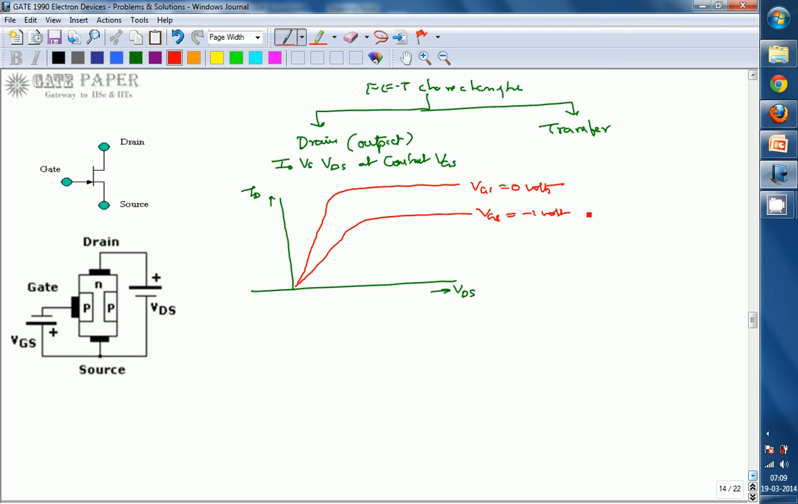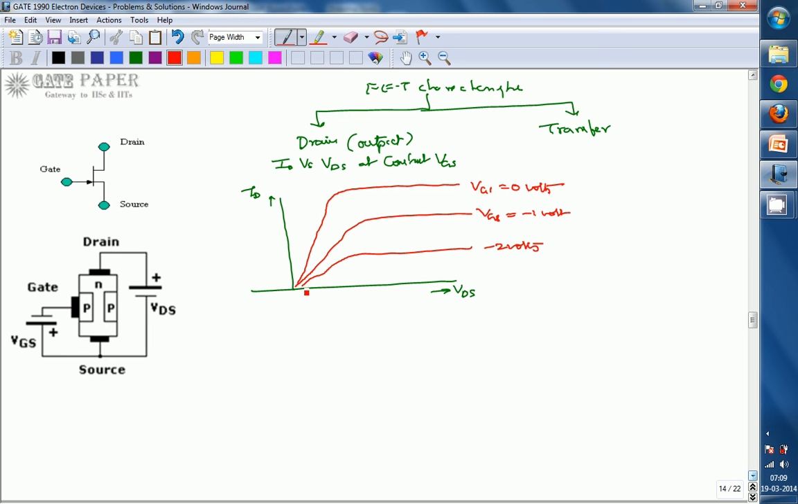The depletion region doesn't consist of mobile charge carriers. That implies the channel region where the mobile charge carriers are present gets reduced, so the drain current gets reduced. If you apply a still more negative voltage, VGS of minus 2 volts, the channel again becomes very small, and the drain current reduces.